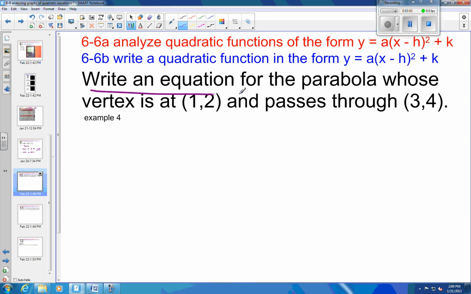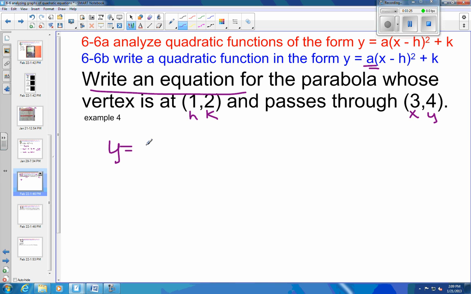So now we want to write an equation for the parabola, the quadratic, whose vertex is at (1, 2) and passes through the point (3, 4). Well, if its vertex is at (1, 2), that means this is h and this is k. Then it passes through this point, and that is x and that is y. The only thing we don't know is a. So we can fill this in.